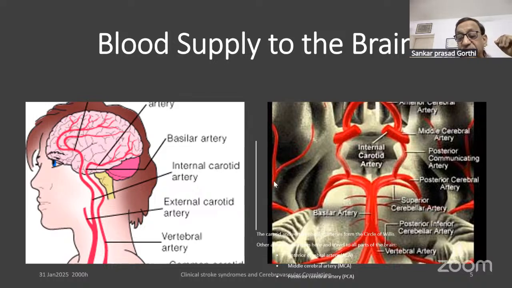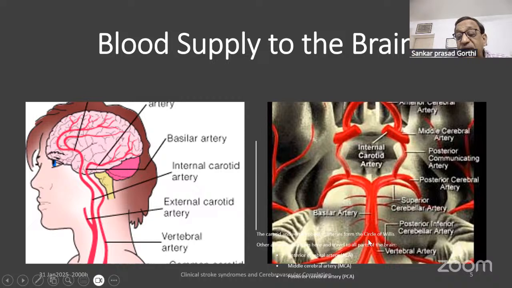You can see these are the branches of the basilar artery, which is on the base of the brain. And there are branches of the carotid artery, the middle cerebral artery, and you can see the internal carotid artery here, and the anterior cerebral artery. So the middle cerebral artery, anterior cerebral artery, and the posterior cerebral artery you can see here, and these are connected by the posterior communicating artery. So this whole circle is called the circle of Willis.